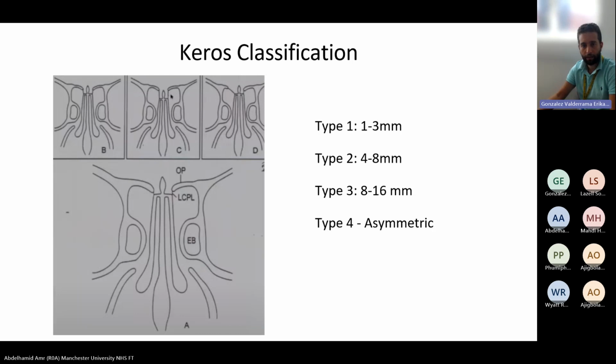The depth is between 8 to 16 millimeters. The majority of people will be a type 2 or type B. The most serious one is type D, because it's asymmetrical. So you have to identify this, because if you start operating on one side, and visually in your head you know that the skull base is at a certain level, on the other side, because it's asymmetric, you can easily injure the skull base on that side.